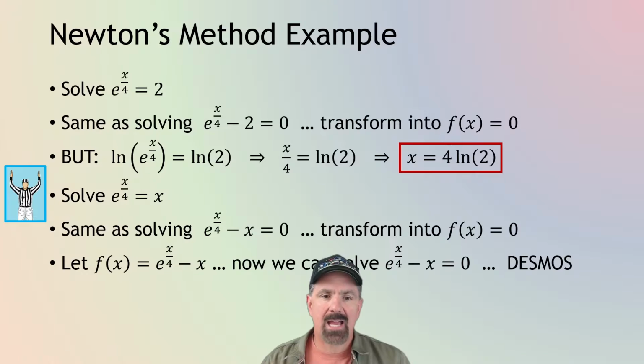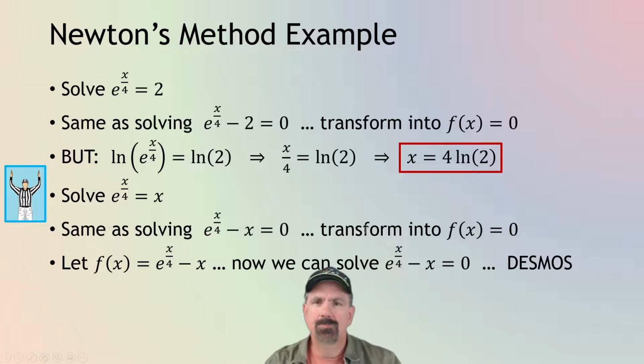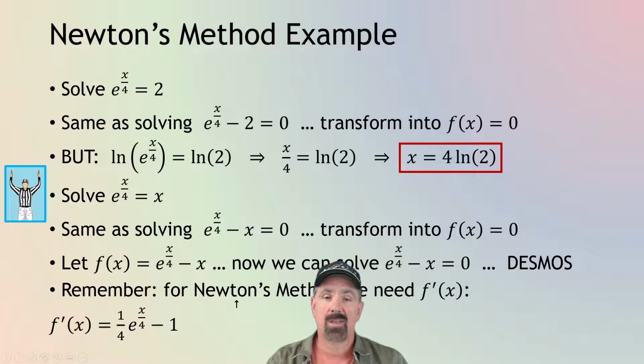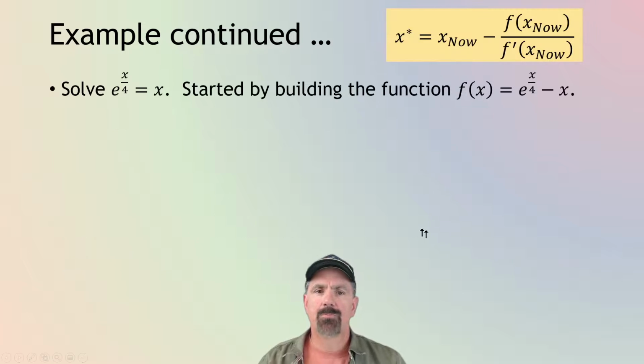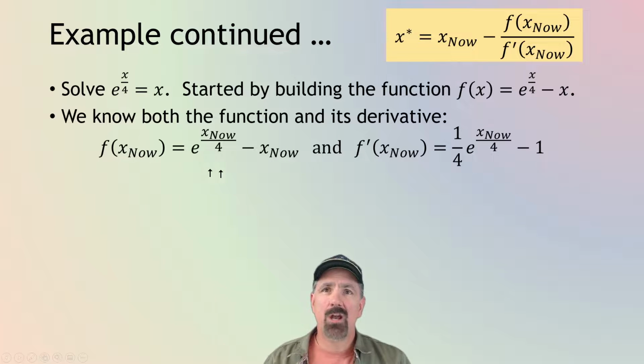So let's take a look at exactly how we would line this up. Of course, for Newton's method, we're going to need the derivative. So I've just calculated the derivative here. Chain rule, which you're familiar with, and you can do this derivative calculation with no problem. I've put Newton's method up here for reference sake, and I've restated the problem. We're trying to solve for e to the x over 4 equal to x. And of course, we start by building the function f of x, which we just looked at in Desmos. And we know both the function and its derivative.